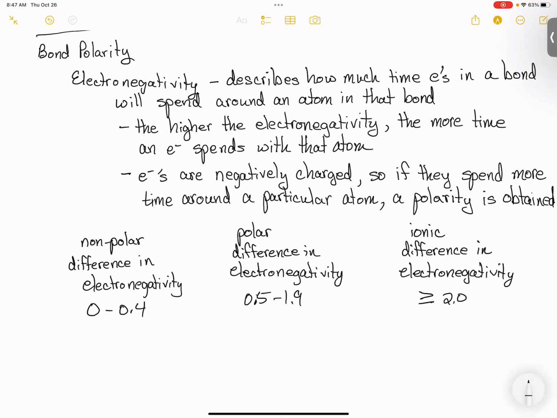What if it's like 0.45? Okay, so I was just asked, what if it's 0.45? If you have an electronegativity table that gives you 2 decimal places, then it's anything up to 0.5. But a lot of electronegativity tables only go to 1 decimal, but there are a few out there that go to 2.